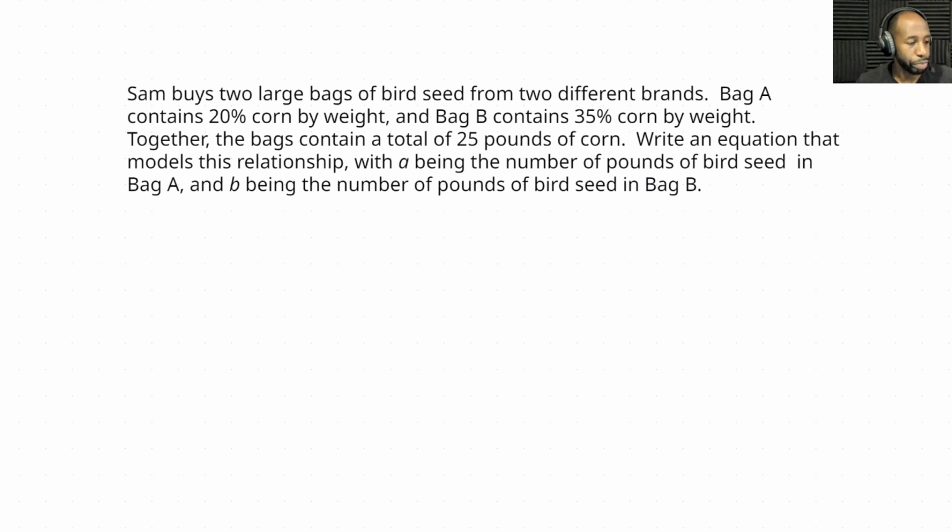Okay. All right, let's get into it. Sam buys 2 large bags of bird seed from 2 different brands. Bag A contains 20% corn by weight, and bag B contains 35% corn by weight. Together, the bags contain a total of 25 pounds of corn. Write an equation that models this relationship, with A being the number of pounds of bird seed in bag A and B being the number of pounds of bird seed in bag B.